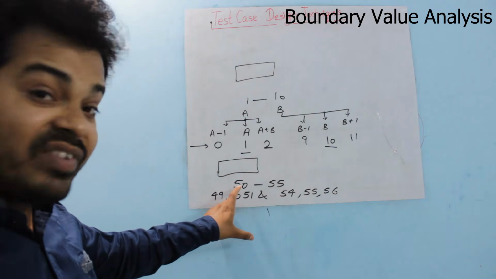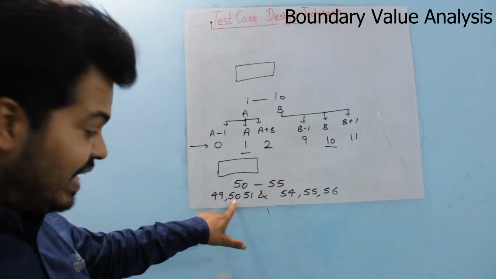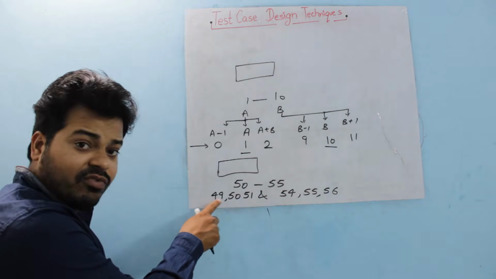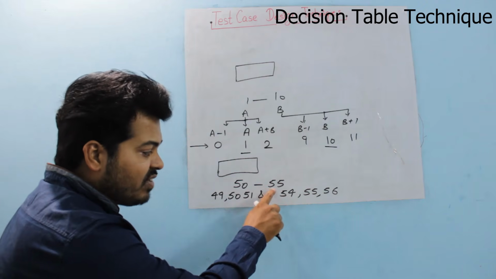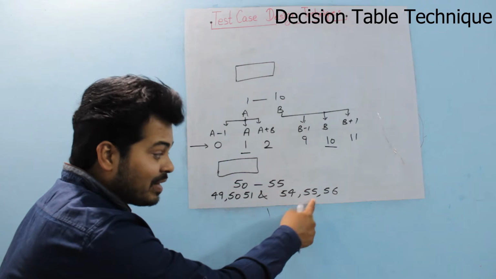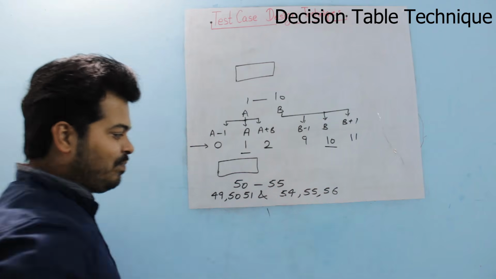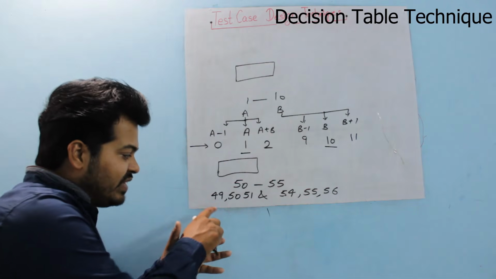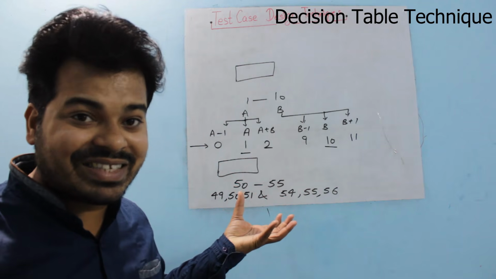Here your 50 is nothing but A. So you have designed your test cases for A minus 1, which is 49, and A plus 1, which is 51. Your 55 is nothing but B, B minus 1 is 54, and B plus 1 is 56. So you will test with those 6 scenarios. This is all about boundary value analysis.